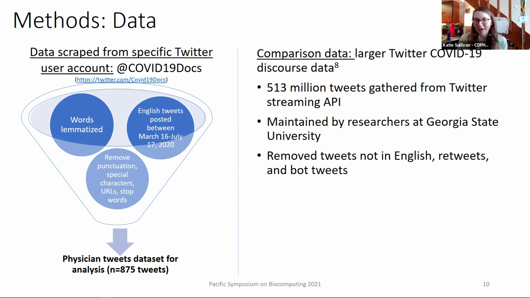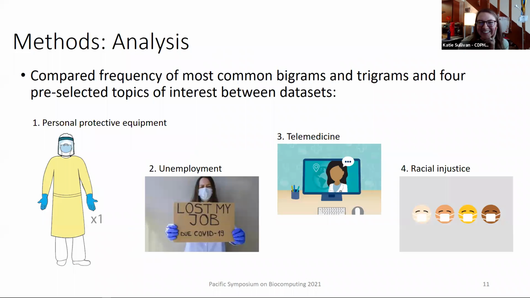So we also wanted to see how these physician tweets, those 875 tweets, compared to the general COVID-19 chatter that was going on Twitter overall. So we used a publicly available large-scale Twitter data set composed of about 513 million tweets containing COVID-19 related discourse. And that data is actually maintained by researchers at Georgia State. And that includes Juan Bonda, who is actually one of the collaborators on this particular project. He's wonderful to work with, very helpful.